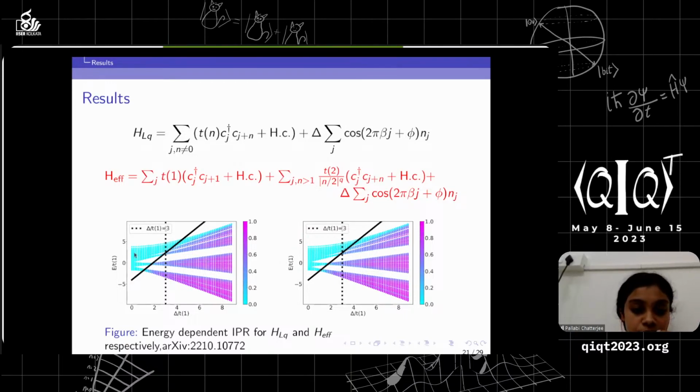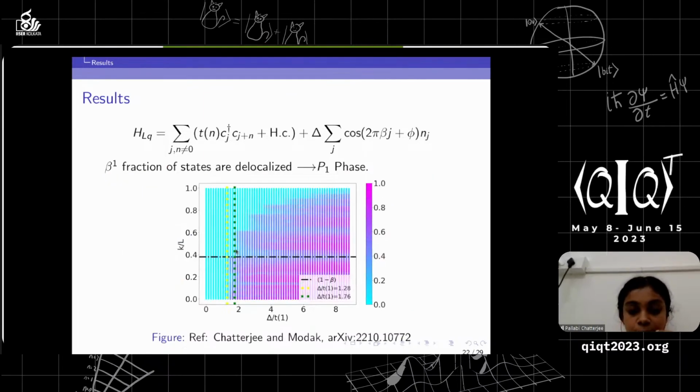Here this blue region is delocalized and this pink region is localized, and the delocalized and localized regions are separated by a mobility edge, but this mobility edge region has some unique features. So if we plot the fraction of states here with respect to the disorder.